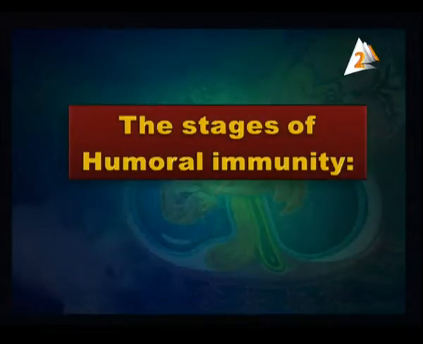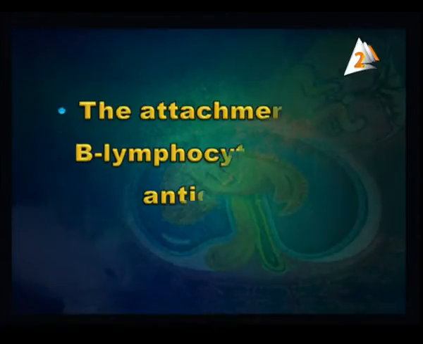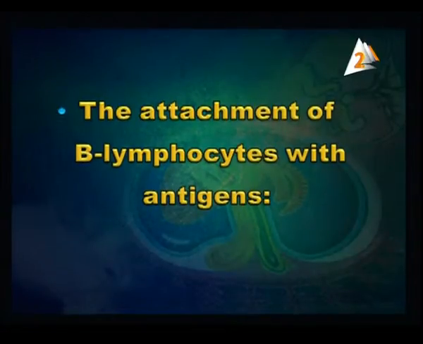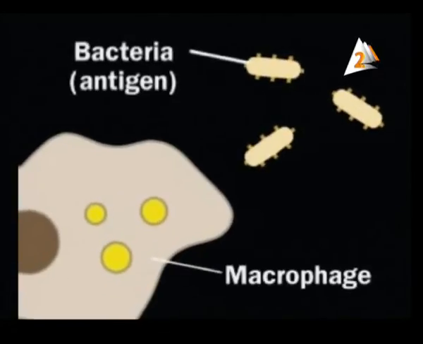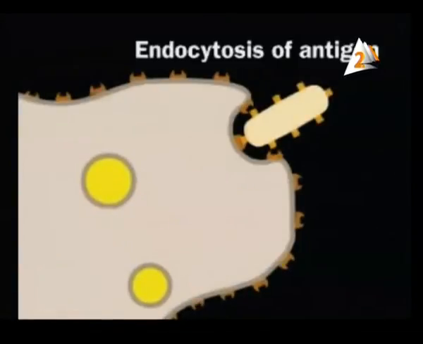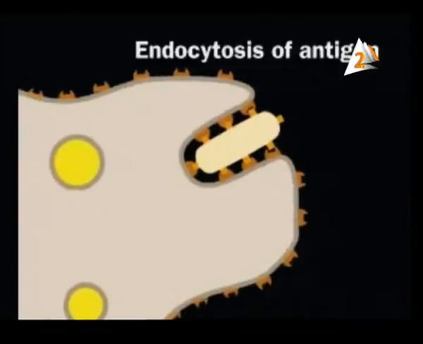The stages of humoral immunity take place in 3 or 4 points. The first is the attachment of the B lymphocyte with antigen. Let's look at the film and then speak about it again. It begins by the attachment of B lymphocyte with antigen.